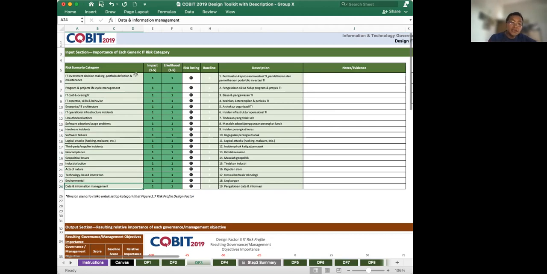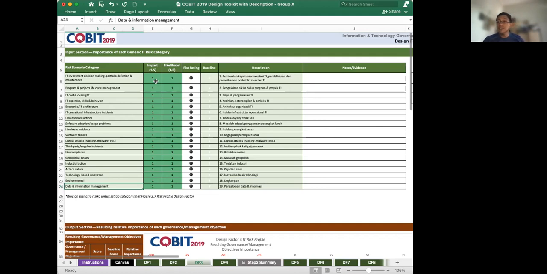And then you just need to identify the impact and the likelihood. What is meant by impact? Impact is the effect. The more severe the impact, then you need to put the higher impact number here, from 1 till 5. So if it is the highest risk impact, you put 5. If it is the lowest, then you put 1. And you also have the option of 2 until 4.